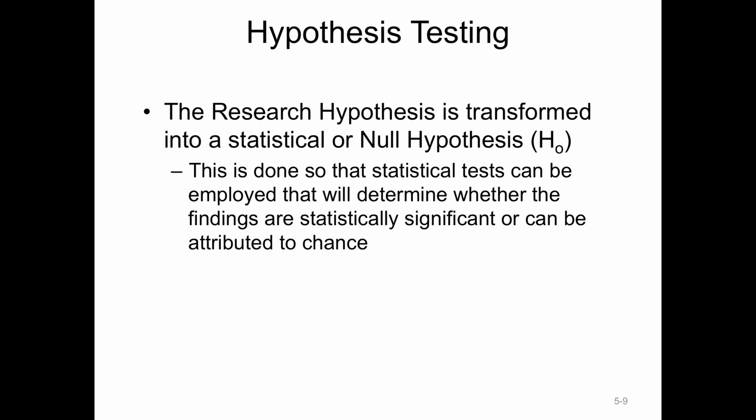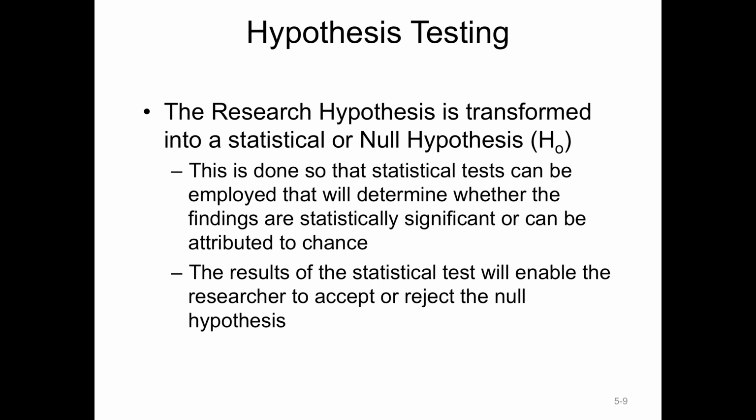The research hypothesis is transformed into a statistical or null hypothesis, and some of you may have seen this written as H with a little subscript 0. This is done to be able to do statistical tests. And we're trying to find out, are the results statistically significant, or are they attributable just to chance?